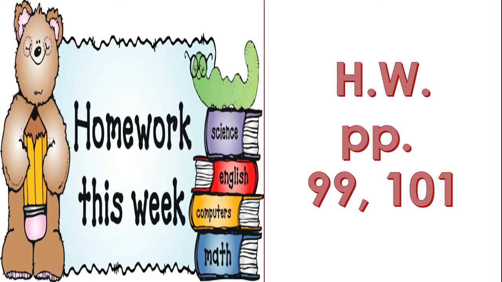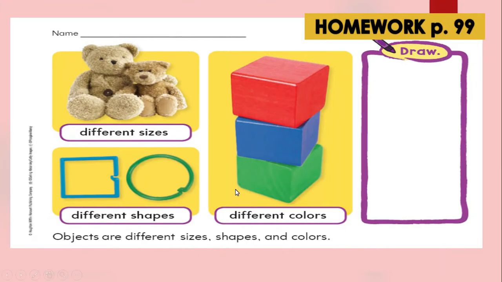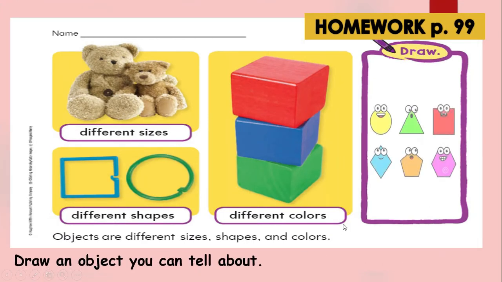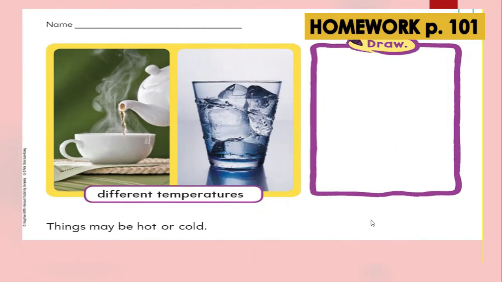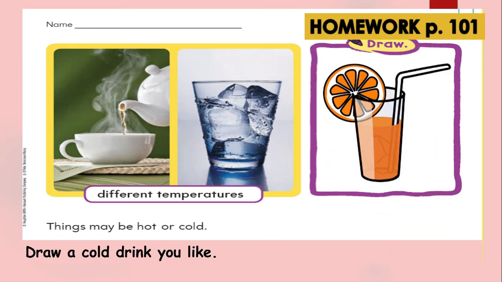Now let us have homework on pages 99 and 100. On page 99, you are going to draw an object you can tell about. You can tell about shapes, colors, and sizes. Next, on page 101, you will draw a cold drink you like, just like on the picture, an orange juice.